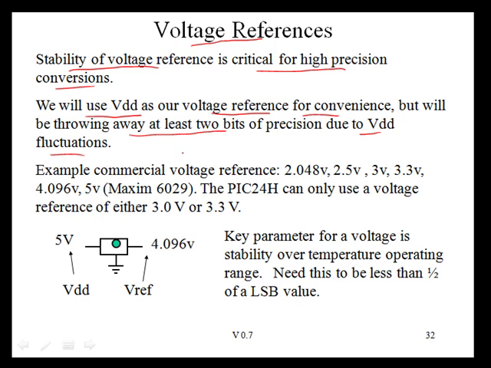There are many different commercial voltage references you can buy in many different voltages. Here are just some typical examples. It turns out that our PIC24H device can only use a voltage reference of either 3 volts or 3.3 volts. Besides accuracy, the other key parameter for a voltage reference is stability over the temperature operating range. You need this to be less than 1/2 of a least significant bit value if you want your least significant bit to mean something.